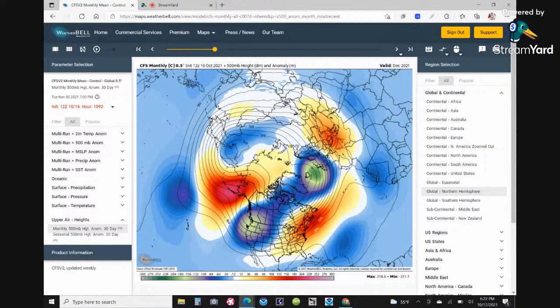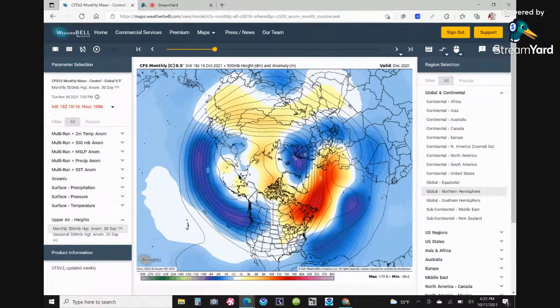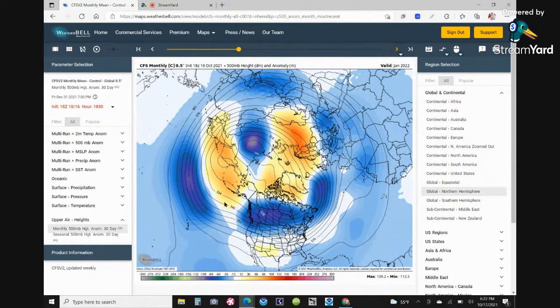So that negative pulls back. So here we'll move forward. Here we go. Negative across the top. Some blocking here, the indications of trying to connect up with a cross-polar flow.